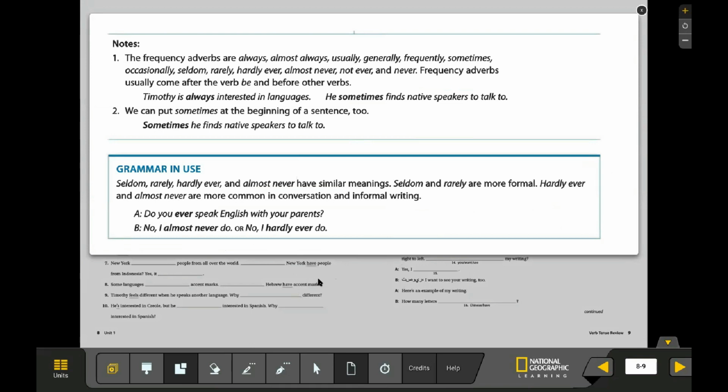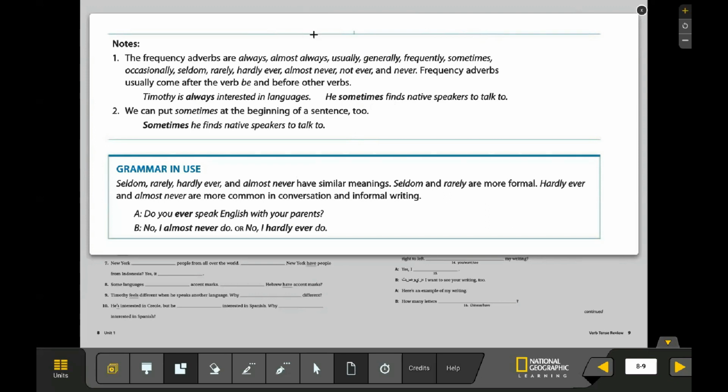Okay, the frequency adverbs are always, almost always, usually, generally, frequently, sometimes, occasionally, seldom, rarely, hardly ever, almost never, not ever, and never. Frequency adverbs usually come after the verb be and before other verbs. Can you read the 2 examples, please? Yes. Timothy is always interested in language. He sometimes finds native speakers to talk to.